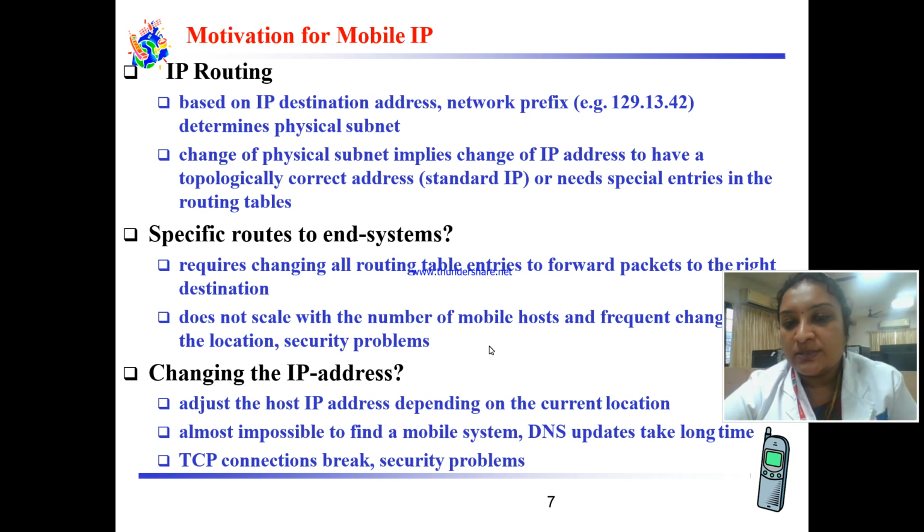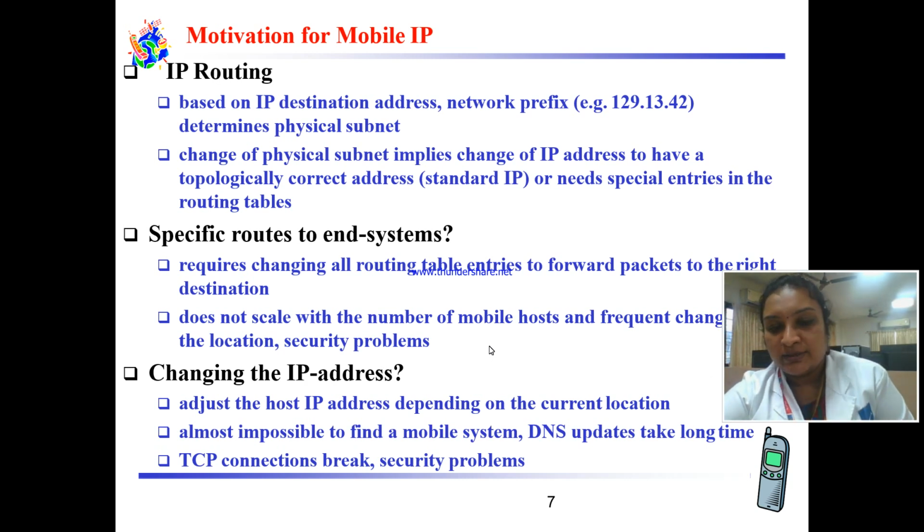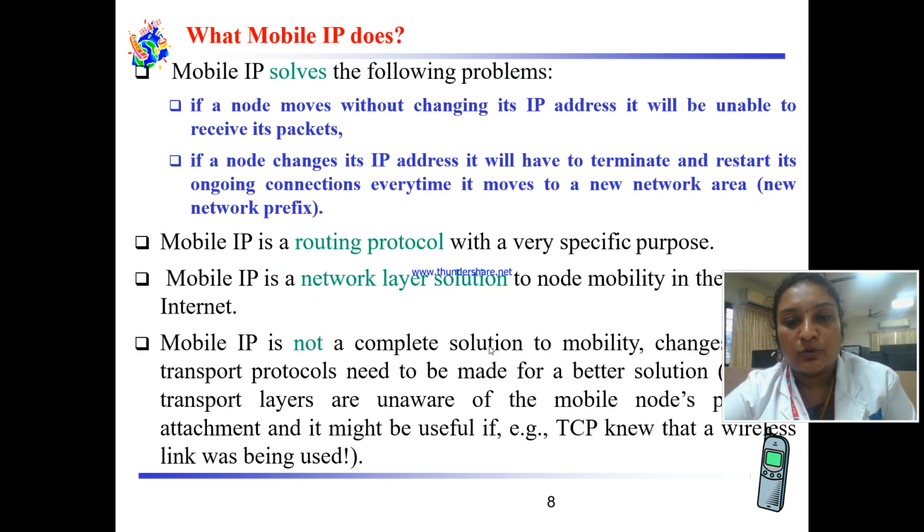Then it has to provide specific routes to the end system, because in the routing table it has to find the shortest path of the route, and depending upon it, you provide your data. Then changing the IP address: with the host IP address, we can adjust to the current location. When it moves, it has to reach with a different address. Otherwise, it would break the data and create a security problem.